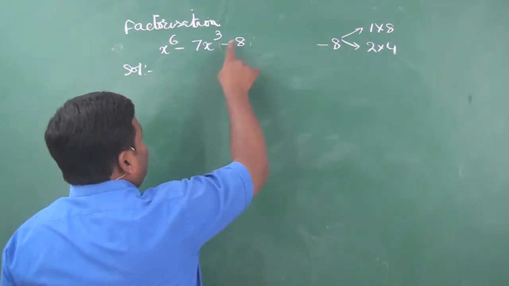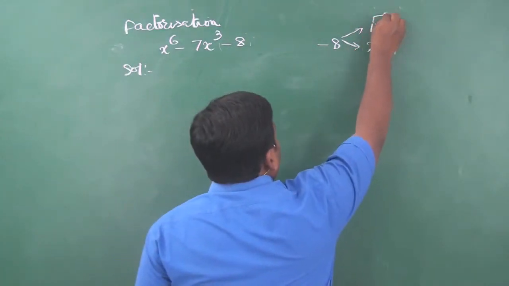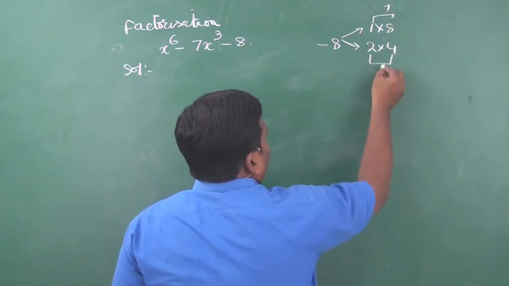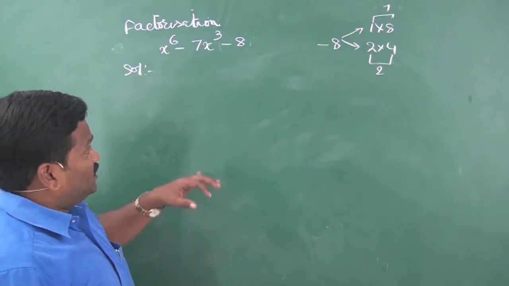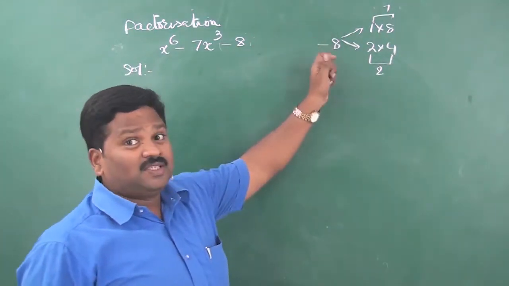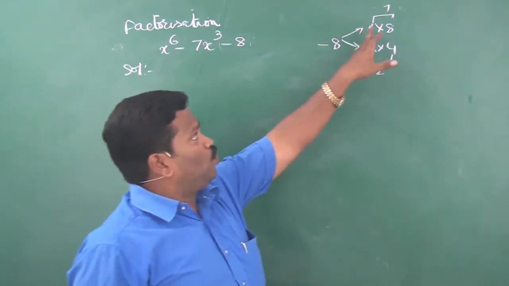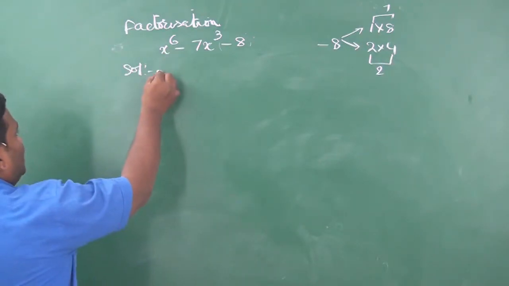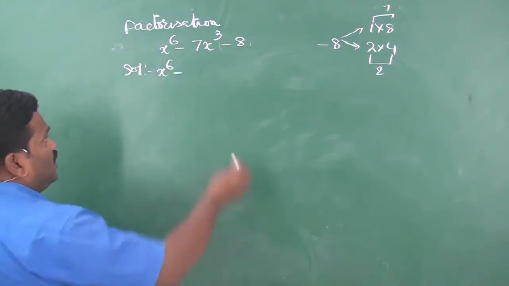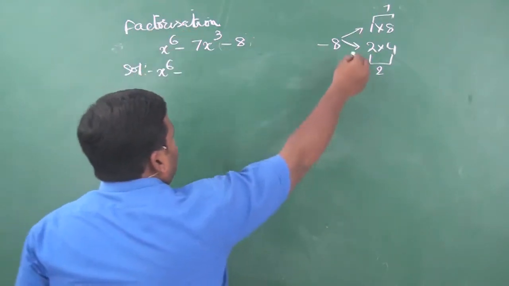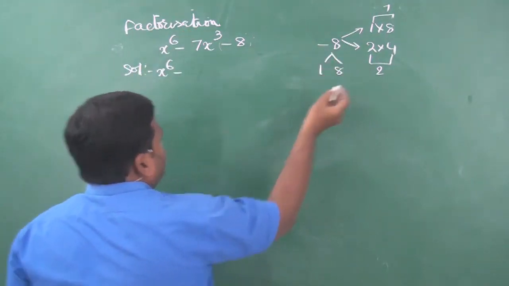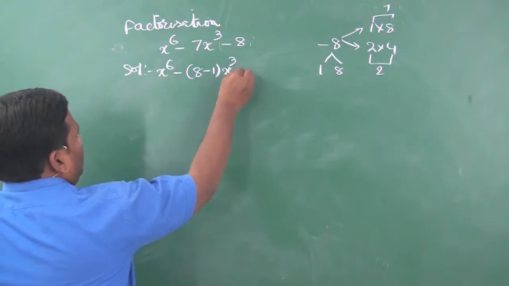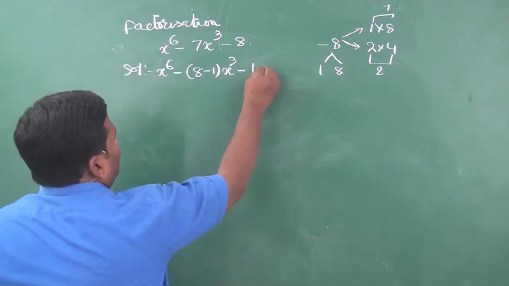Since we have minus here, we should consider the difference of the factors. What is the difference of the factors? 7. What is the difference of the other factors? 2. Therefore, what are the factors of minus 8 for this particular problem? Yes, 1 and 8, since the difference is 7. Therefore, this can be written as x power 6 minus, in place of 7, we take the factors 1 and 8, 8 minus 1 of x cube minus 1 into 8.